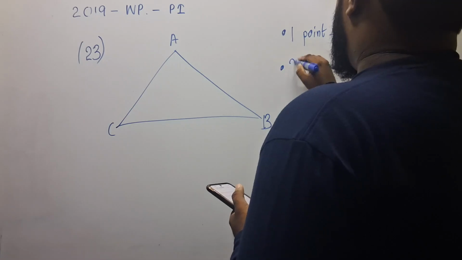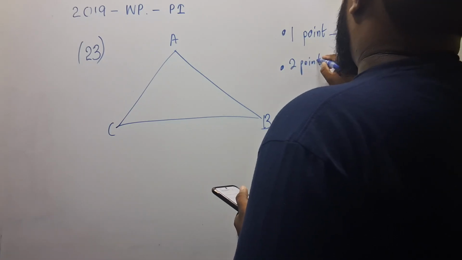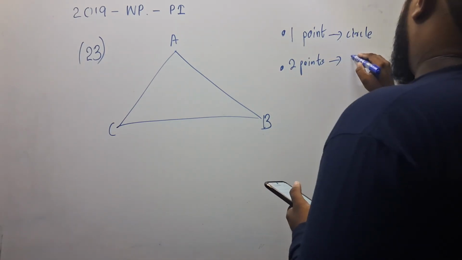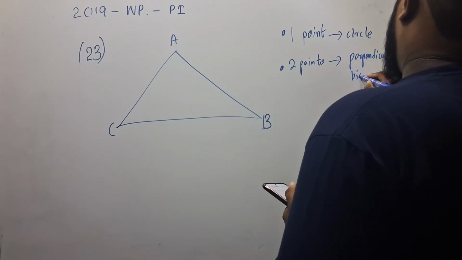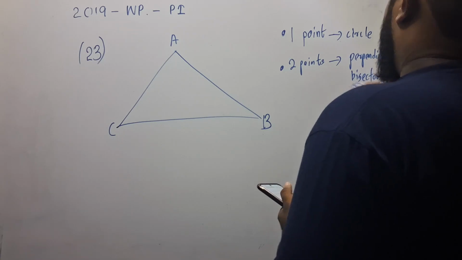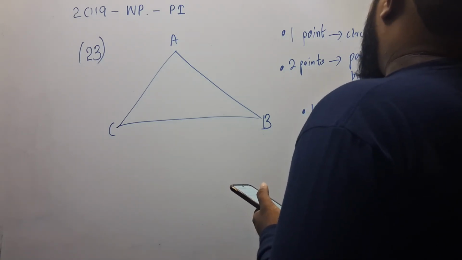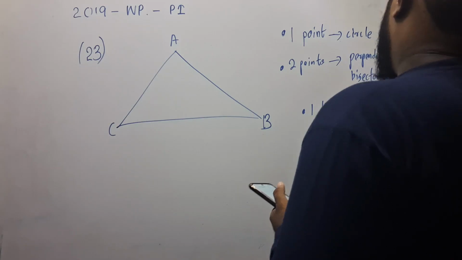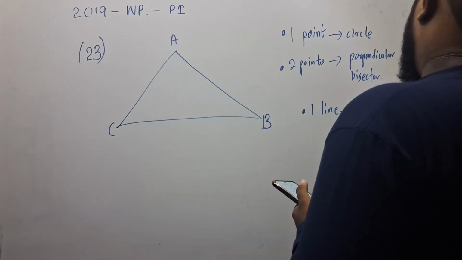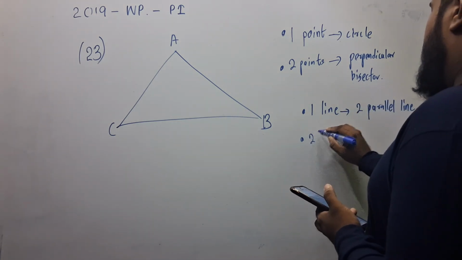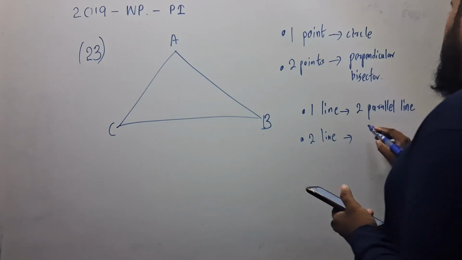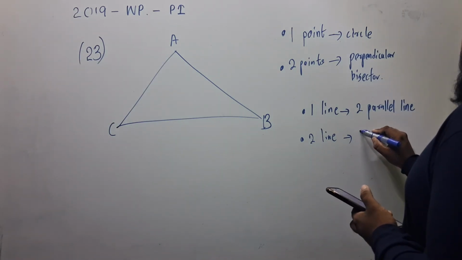If they are talking about 2 points, it's a perpendicular bisector. If they are talking about one line, they are talking about 2 parallel lines beside that line. If they are talking about 2 lines, they are talking about the angle bisector.